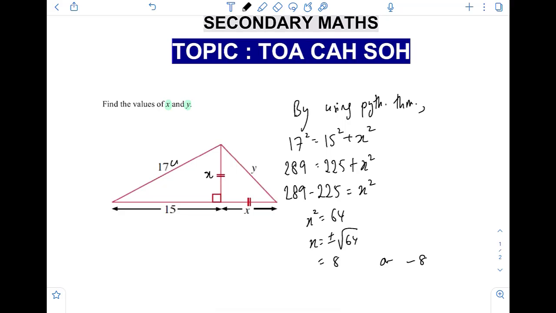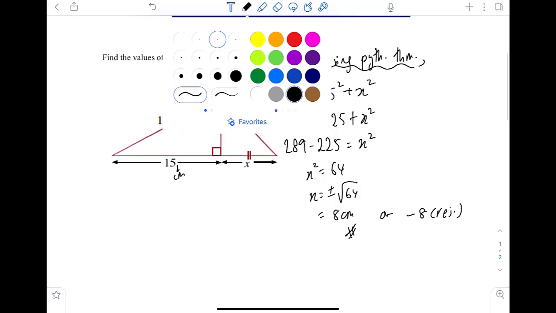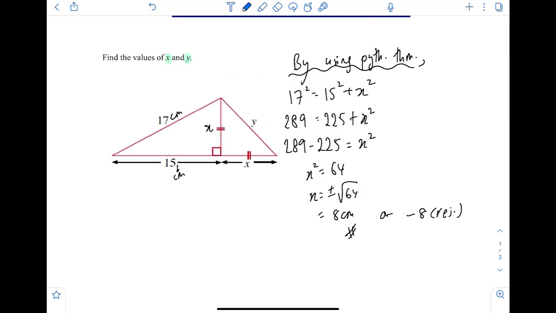Okay, this question is in cm everywhere. So please put cm there as your units. So answer for x is 8 cm. This negative 8 is rejected because length can never be negative. Okay, so once we get our answers right, important to put it back inside the diagram. So x is 8 cm. Over here at the bottom is also going to be 8 centimeter.